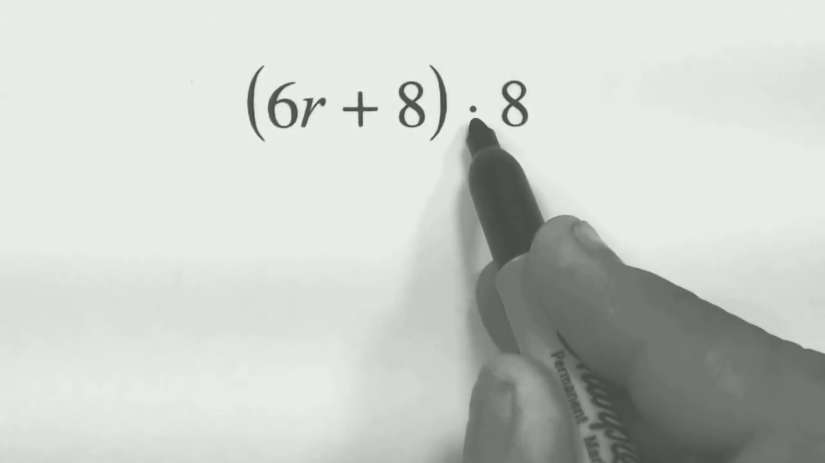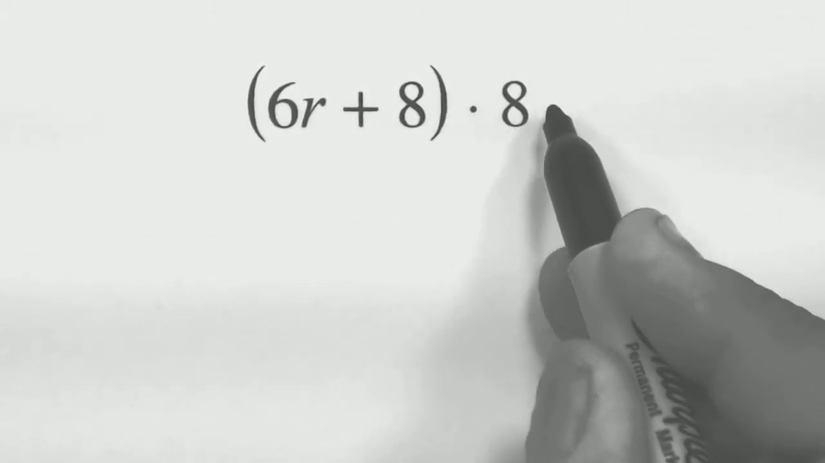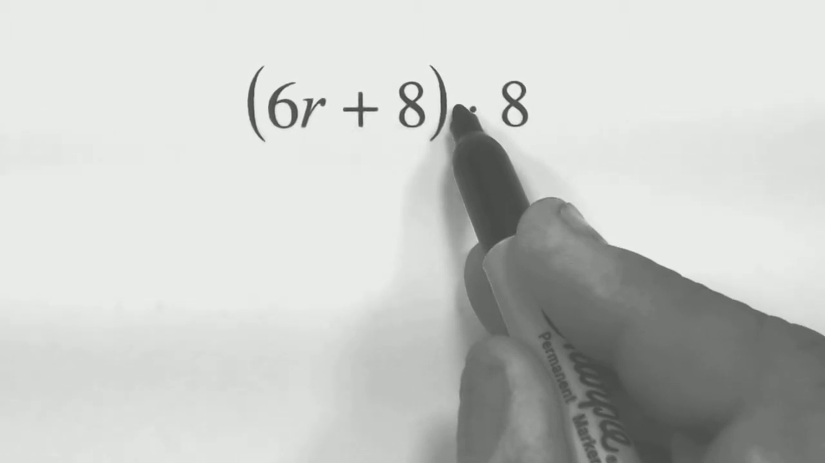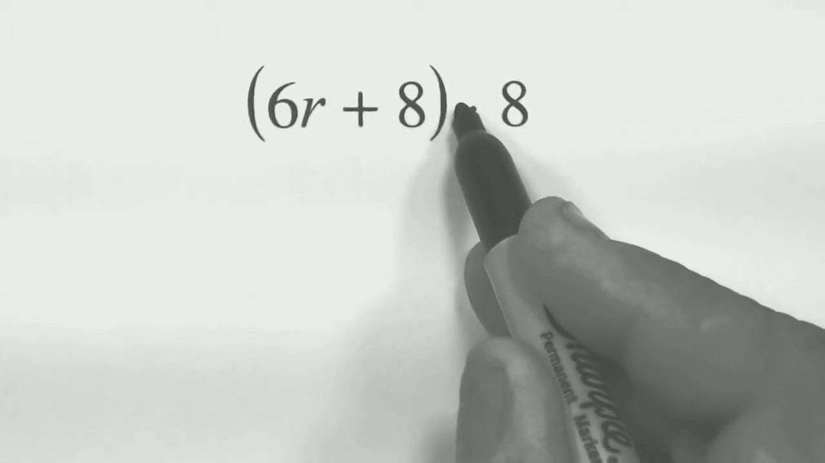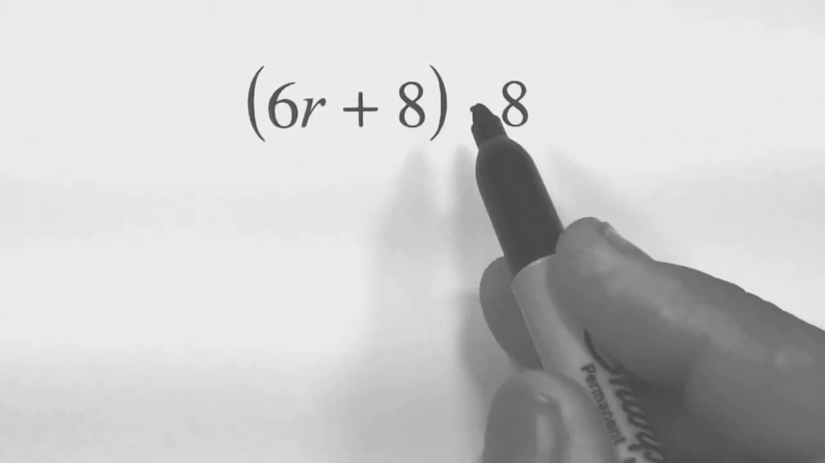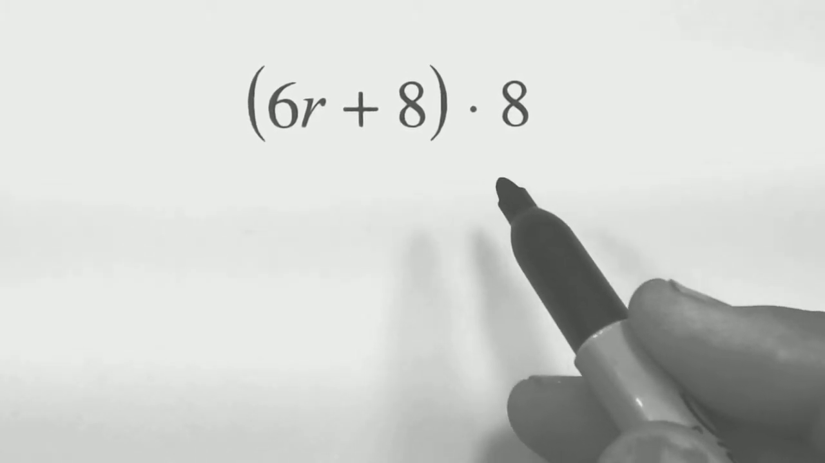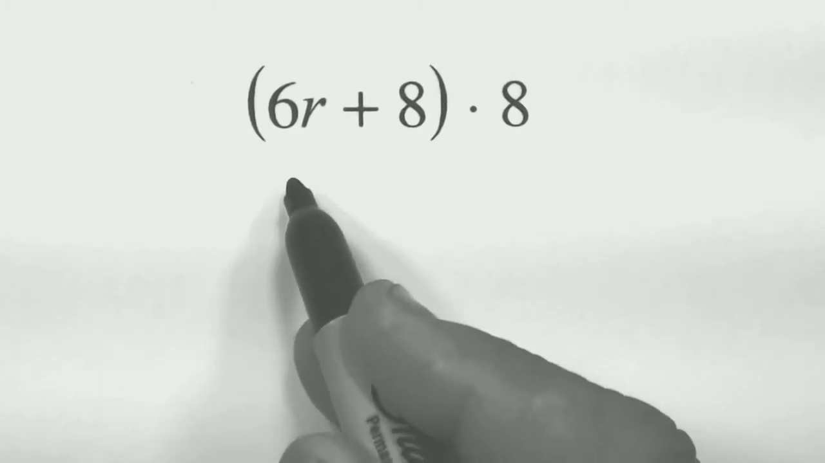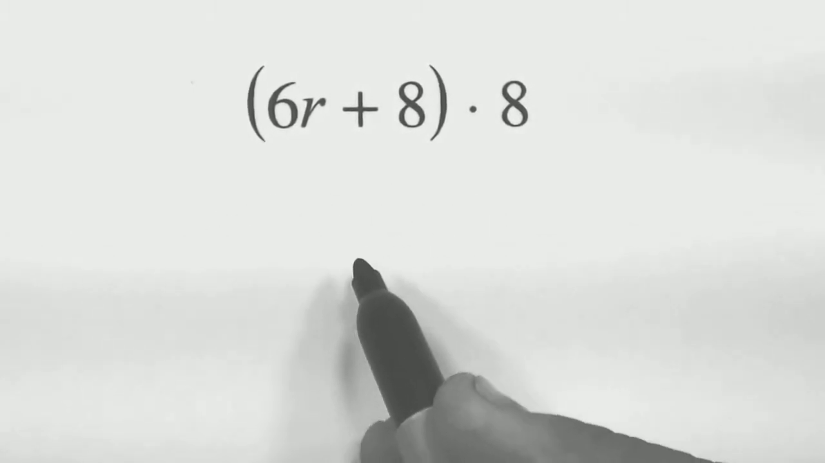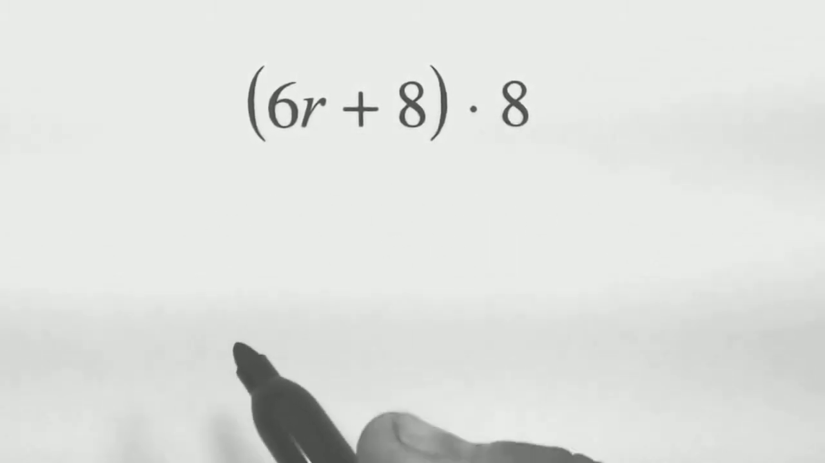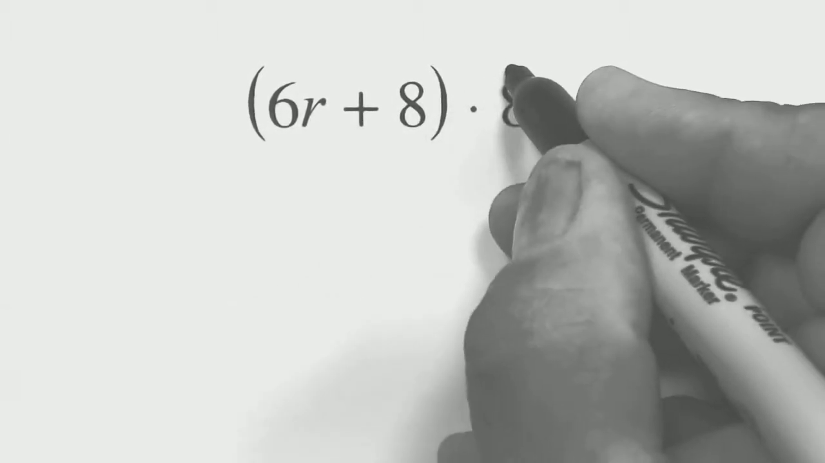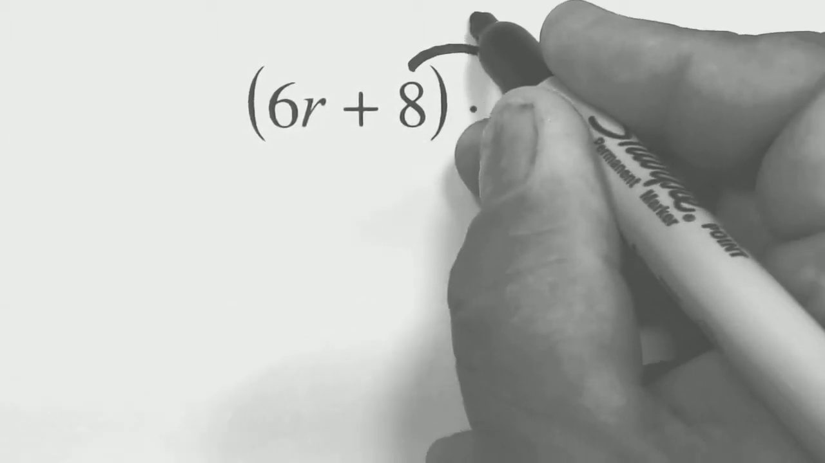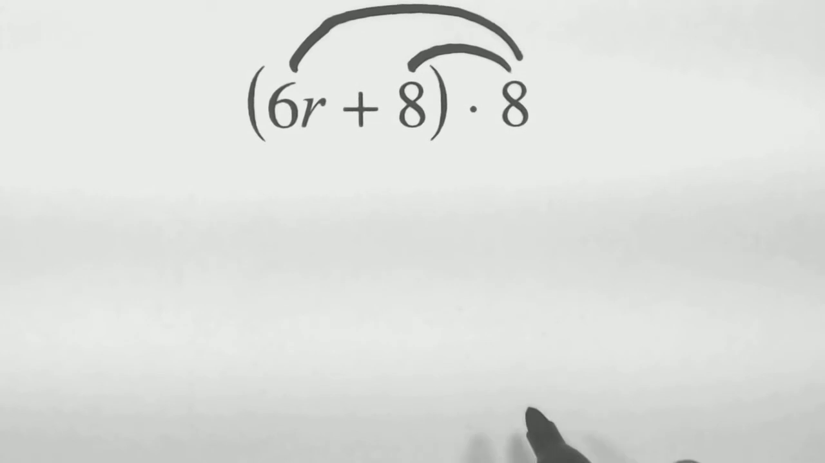Now I put a multiplication dot here. That's not really needed. This 8 could be right against the parens here, and that will still mean multiplication. Any number against parens means multiply. Now you could turn around and rewrite this, put the 8 in front of the parens, and then distribute, but that's some extra effort. It works exactly the same if you distribute it from the back. So let's just do that.